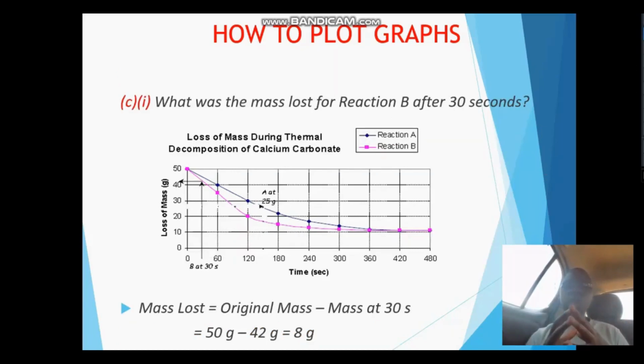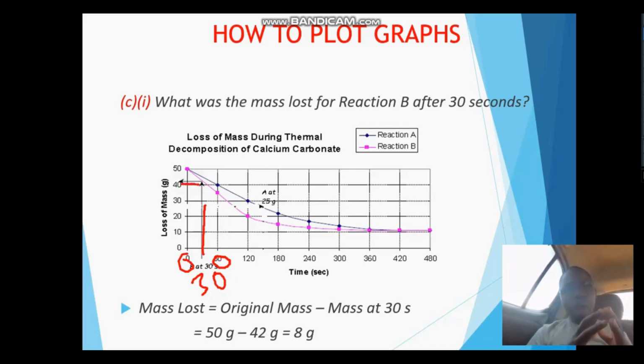The other question which we need now to answer is, what was the mass loss for reaction B after 30 seconds? Now, on the graph, that's where you can find the answer for this question. So we'll go to the graph, and the midpoint between 60 and 0, that is where 30 is. So I've drawn this line going upwards to show, and it needs to touch where reaction B is. Then it goes to the mass loss.